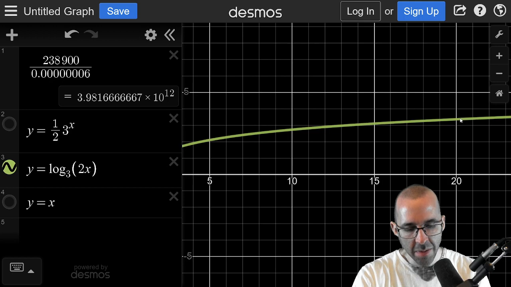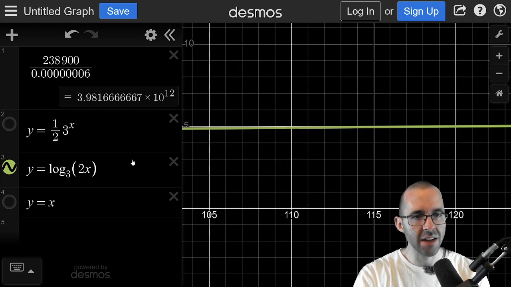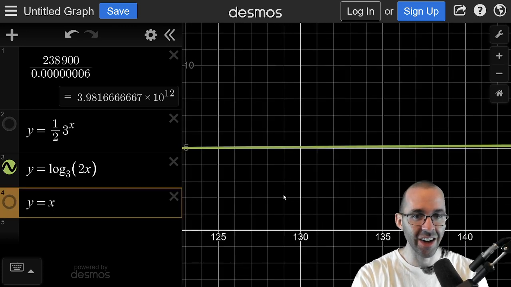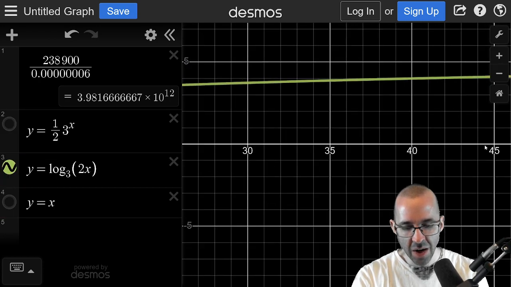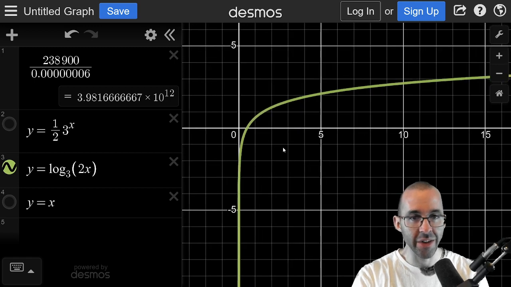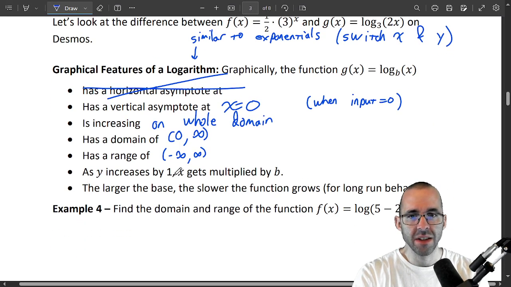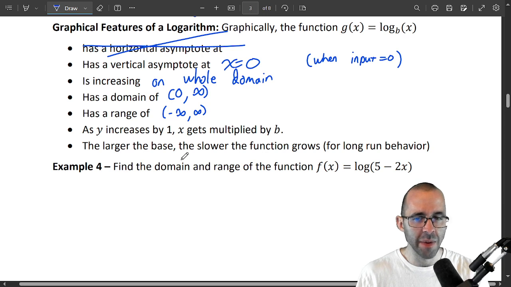It kind of looks like there might be a horizontal asymptote, but there isn't. This function will get as big as we want it to get. It's just going to take a really long time. But there is no horizontal asymptote. Any y value we want to get to, we can get to eventually. As y increases by 1, x gets multiplied by b. That's kind of flipping what we said about exponential functions. Let's not worry about that too much.